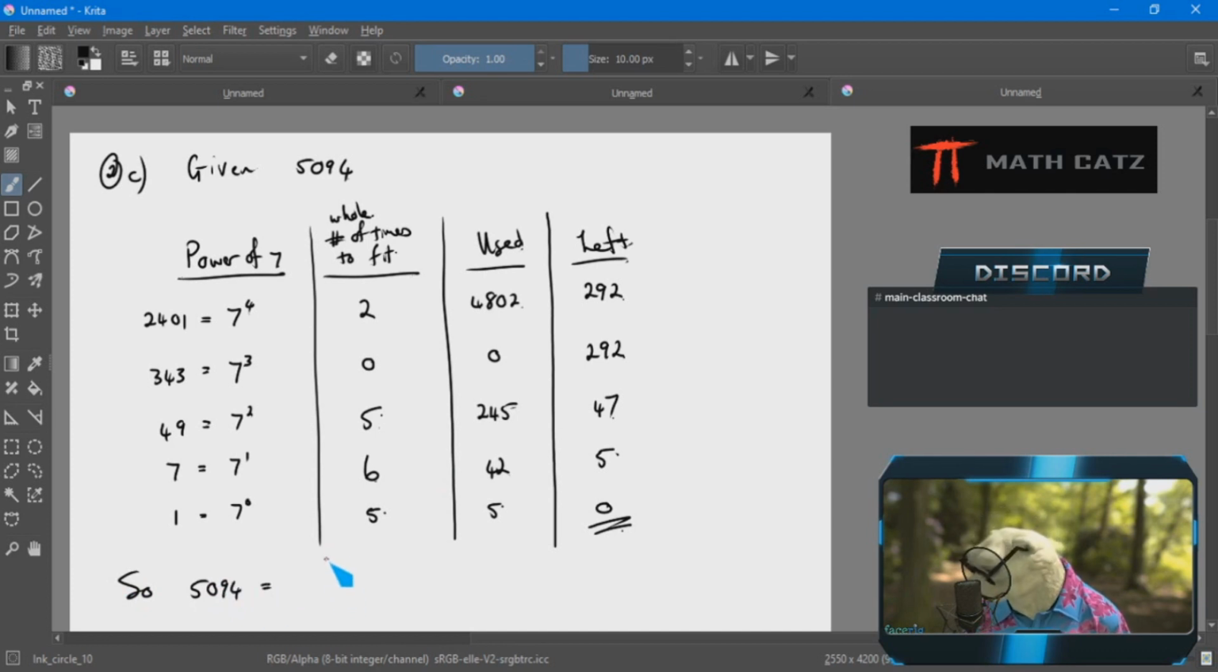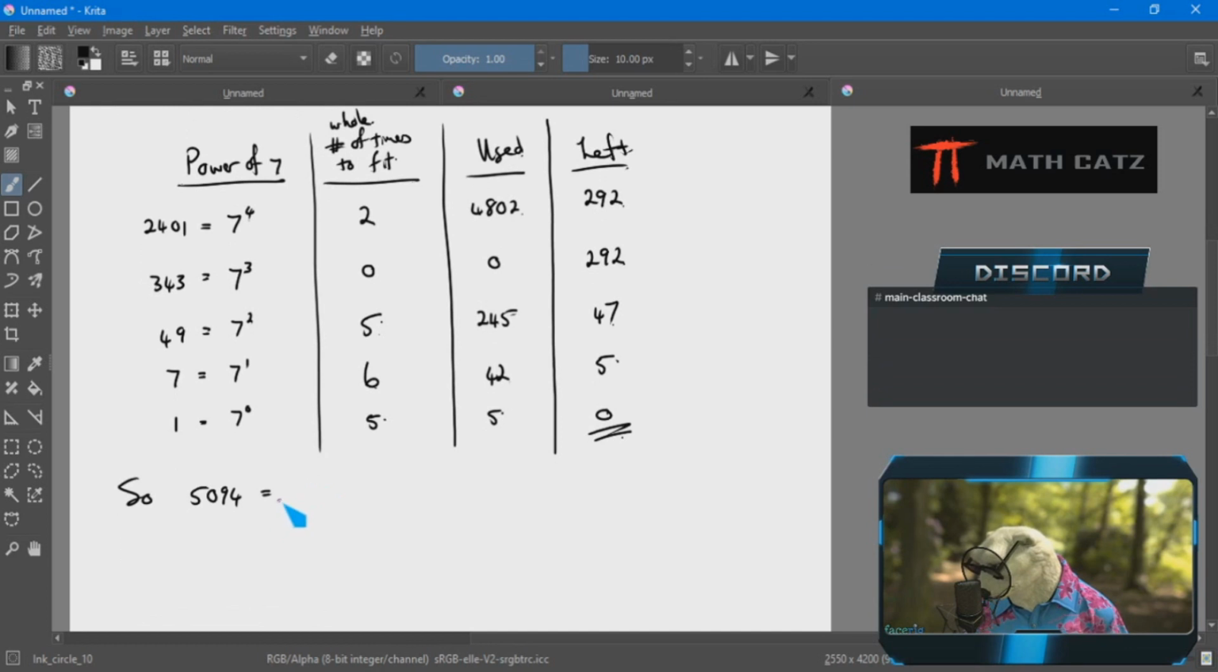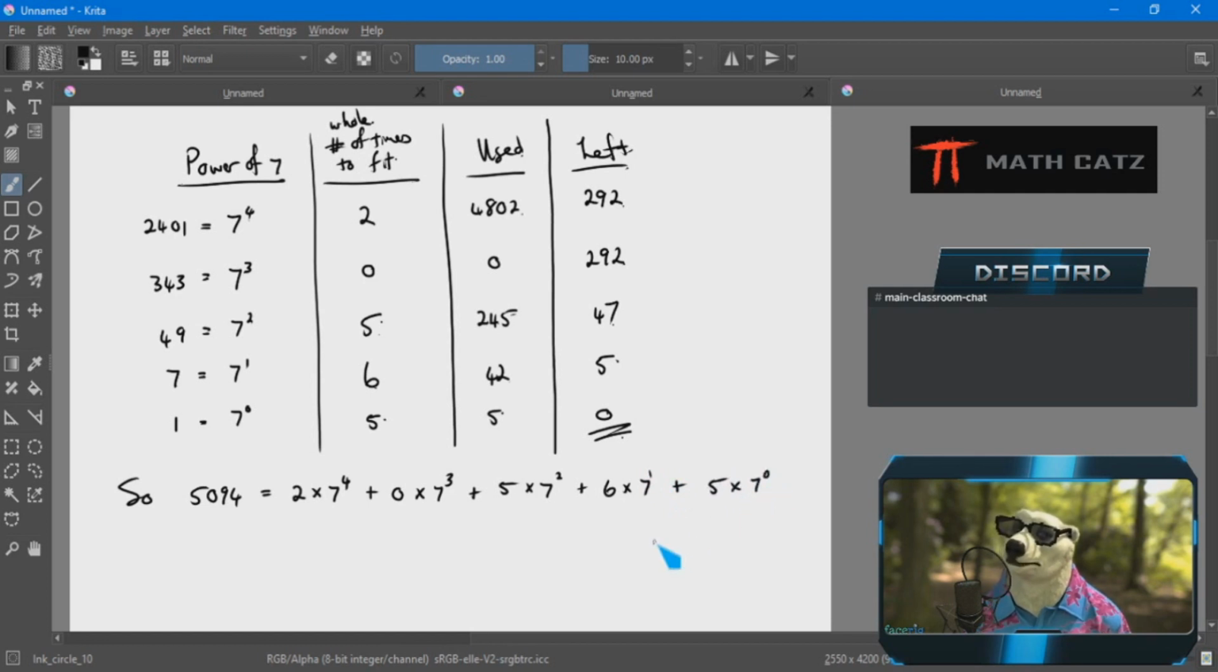So let's write that underneath here. 5094 is 2 groups of 7 to the 4, 0 groups of 7 cubed, 5 groups of 7 squared, 6 groups of 7. You can write 7 to the 1 here if you want to. And 5 groups of 1s, or 7 to the 0. Therefore, the base 7 number is 20565 base 7.